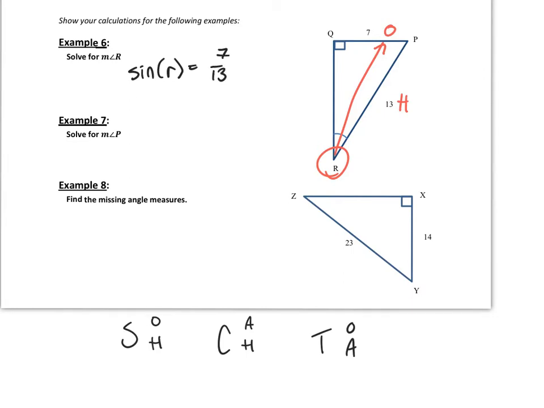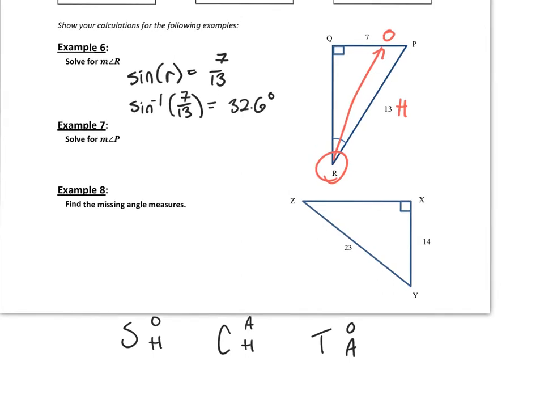So in your calculator, then, you want to use your inverse sine function of 7 over 13, and that will give you the measure of angle R. And my calculator tells me that that is 32.6 degrees.